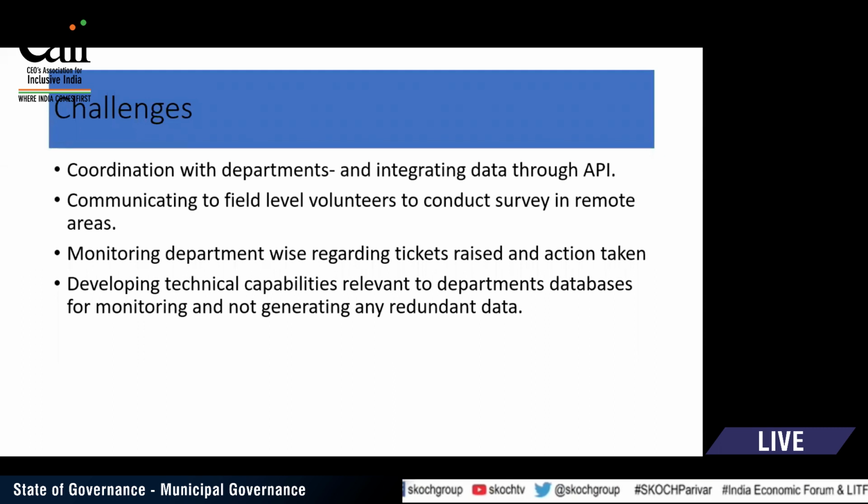The challenges in this project are coordinating with the departments and integrating data through apps, and communicating to the field volunteers to conduct in remote areas. So we need access to these remote areas also. And monitoring department-wise regarding tickets raised and action taken. Then developing technical capabilities relevant to department databases for monitoring, and not generating any redundant data.